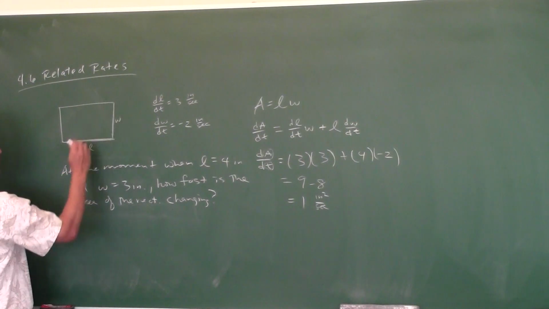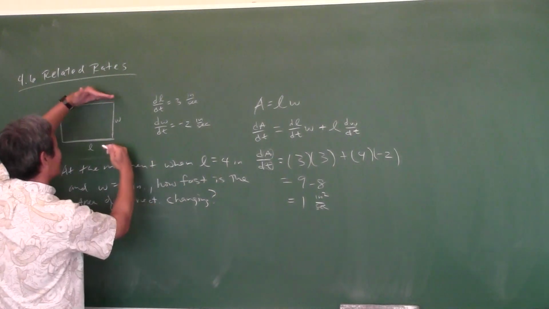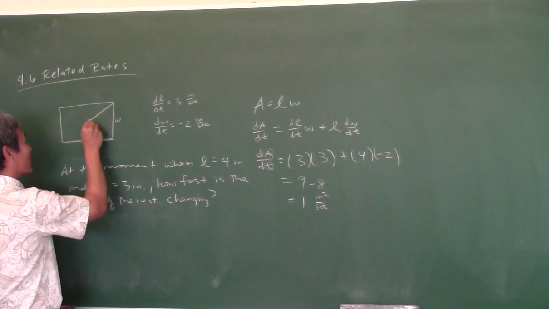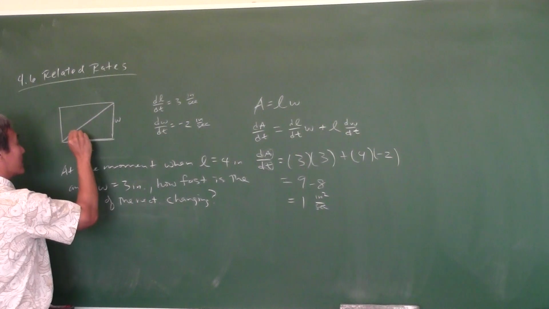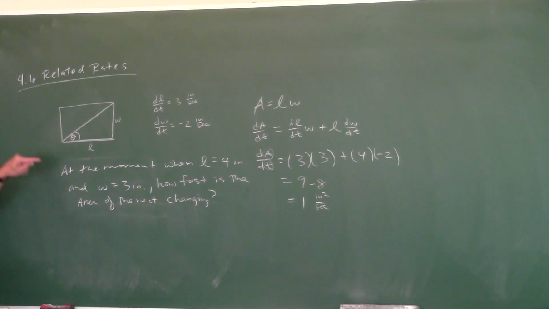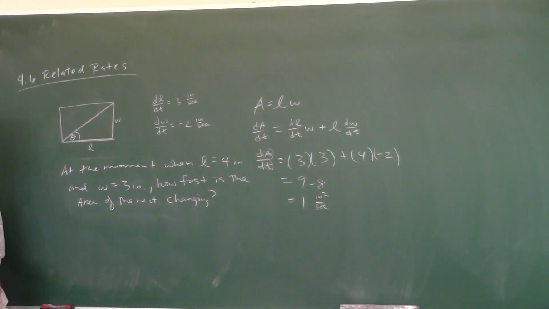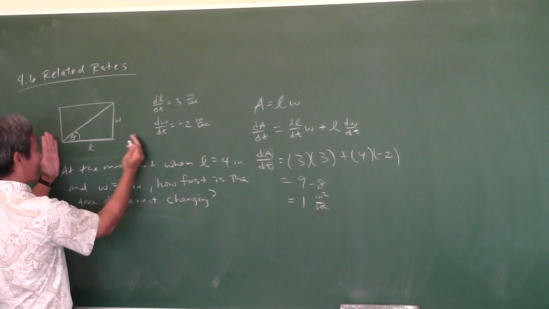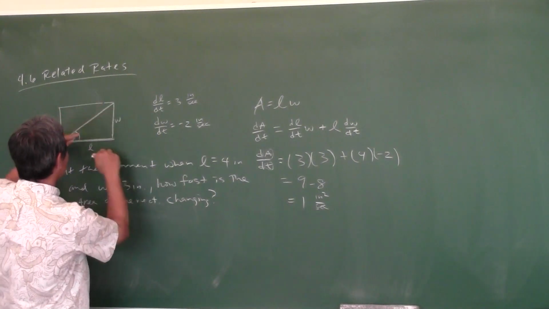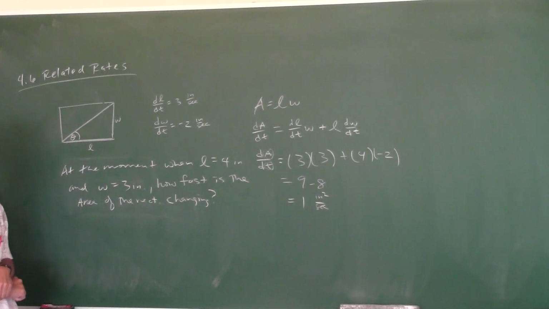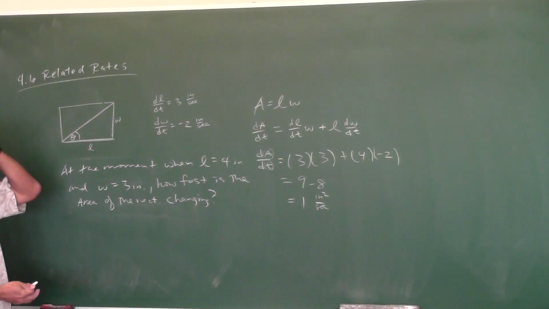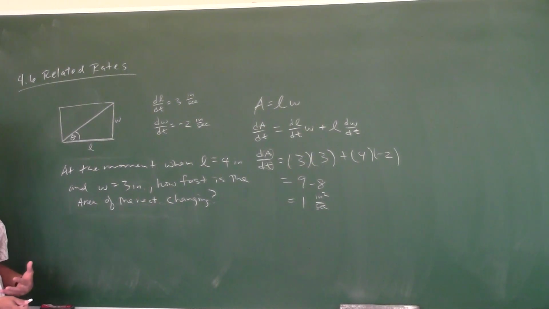Okay, we've got time for only one more example. Same thing. The length is getting bigger, the width is getting smaller. Let's draw the diagonal in. Look at this angle here. At this exact moment in time, how fast is that angle changing? Now, think about it. If the length is getting bigger and the width is getting smaller, is that angle getting bigger or smaller? Yeah, it's getting smaller, right? It's about how fast it's getting smaller. That's what we want to know.